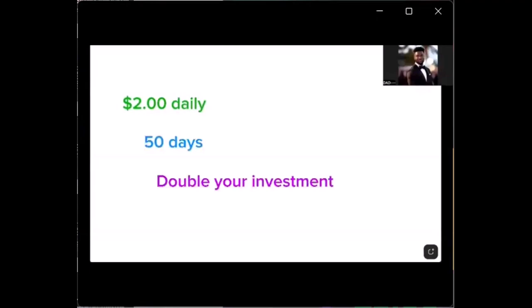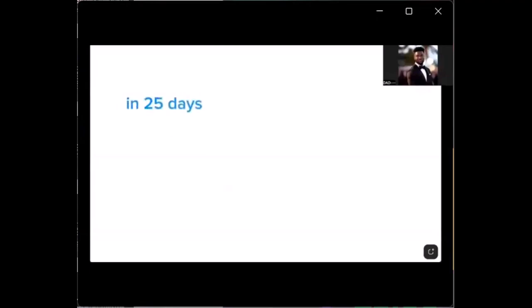What does this mean? In just 25 days, you will have earned back your capital, which is less than a month. And at this point, you can decide whether to withdraw your earnings or purchase another pack to further compound and maximize your returns. Right.